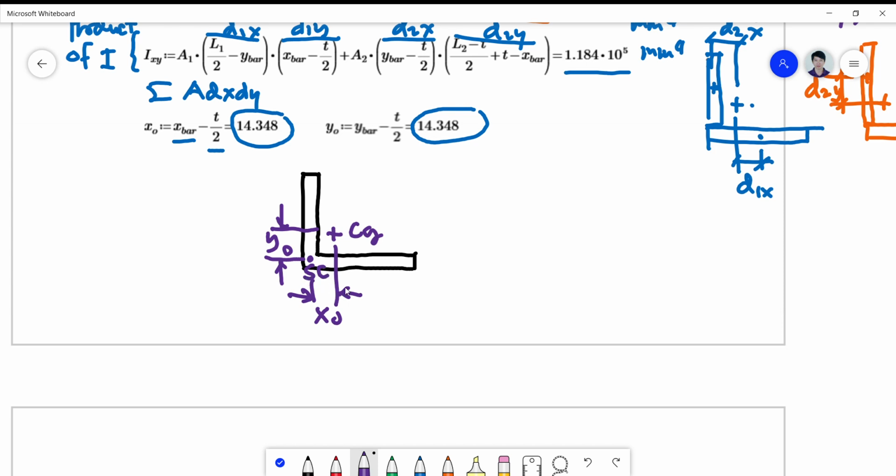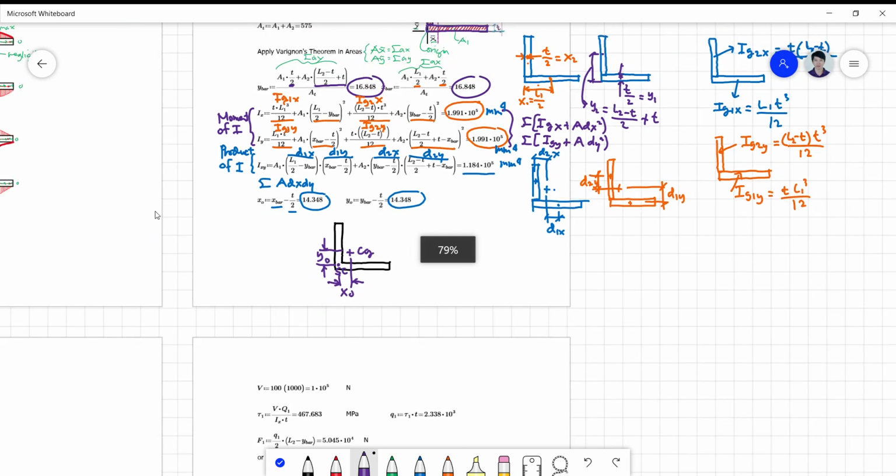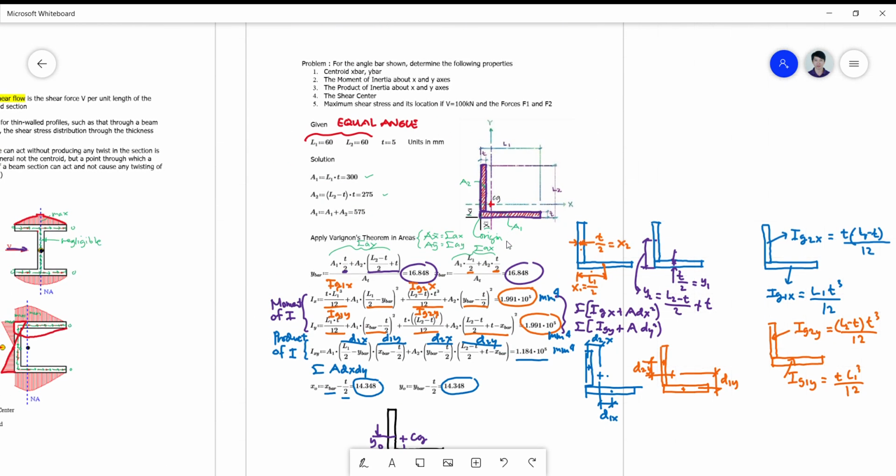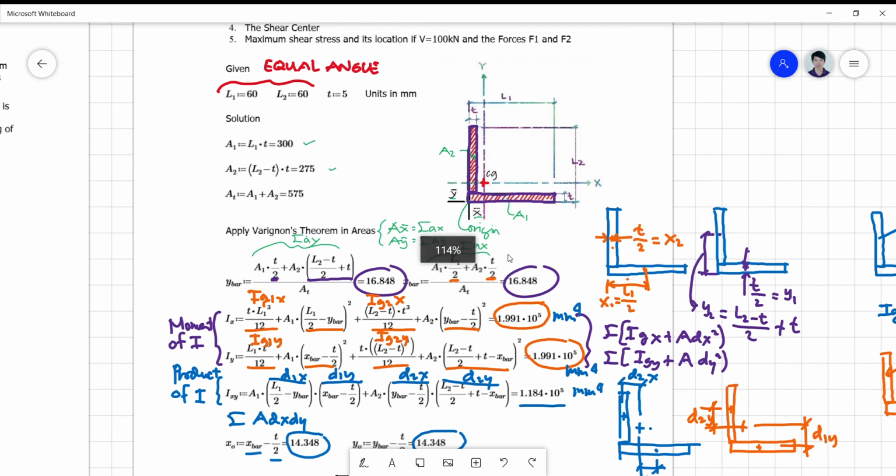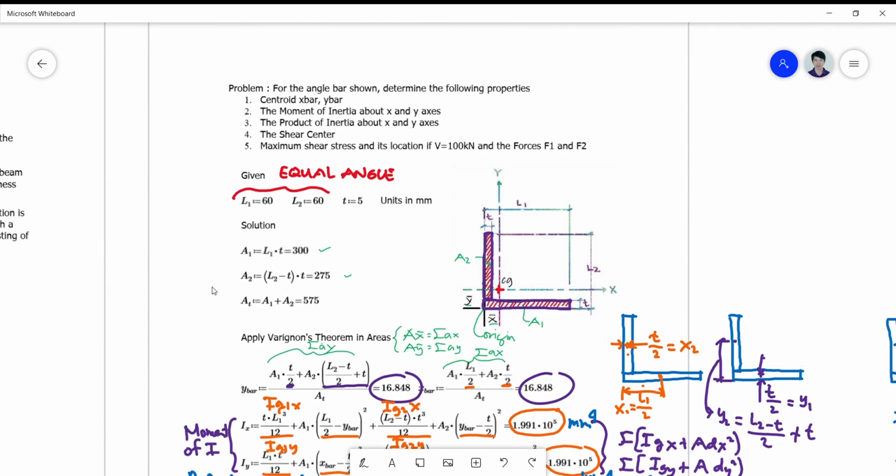Okay, so that's it for the first four requirements. We have now solved your centroid, moment of inertia, product of inertia, and shear center.